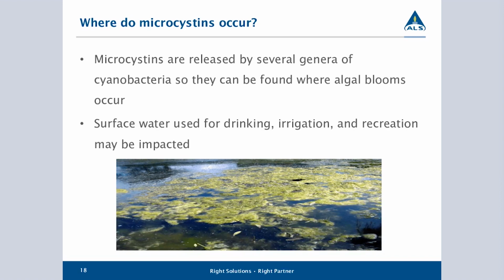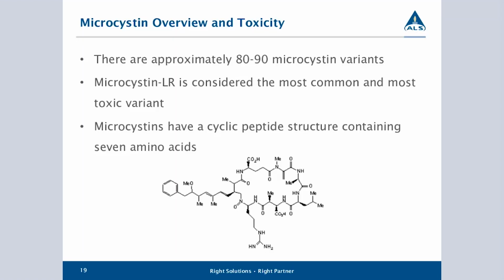Where do we find microcystins? Well, on screen you can see a nice body of water with a fuzzy green algal bloom in it. Microcystins are released by several genera of cyanobacteria, so they can be found where algal blooms occur. And surface waters used for drinking, irrigation, and recreation may be impacted by microcystins.